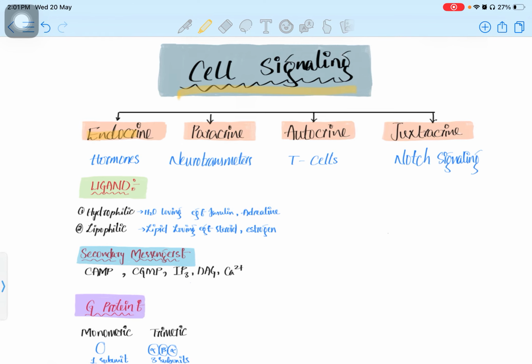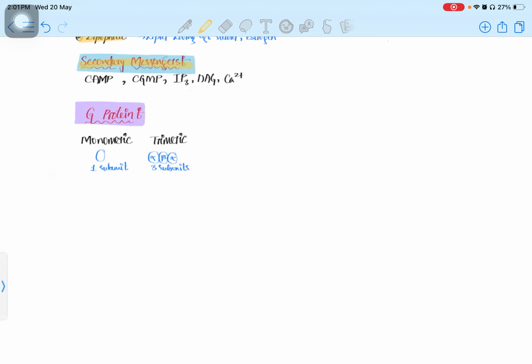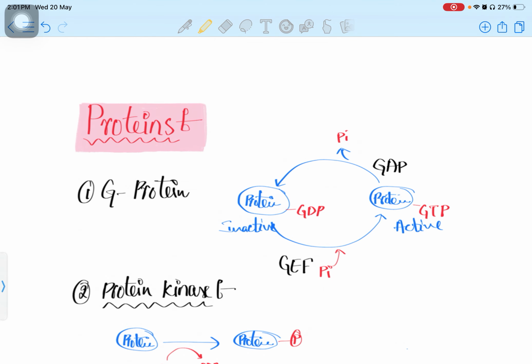Till now, we have covered cell signaling like endocrine, paracrine, autocrine, and juxtacrine, and we stepped up to ligands, which are hydrophilic and lipophilic, and their functions. We also know about the secondary messengers very well. And we also covered G proteins, which are of two types, monomeric and trimeric.